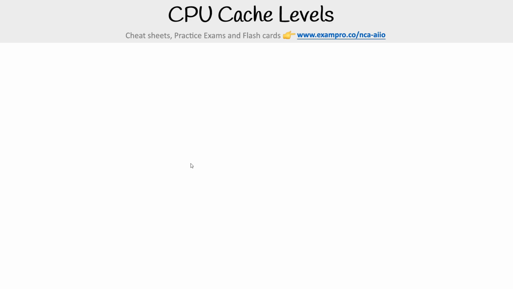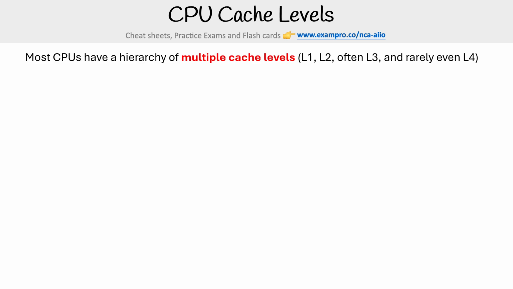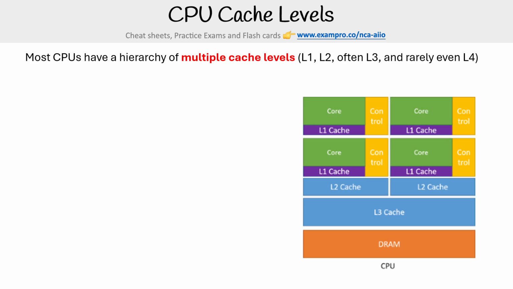All right, let's talk about CPU cache levels, because it's probably a good idea that we understand how caching works at the CPU level and also the GPU level. We'll cover GPUs later. But most CPUs have a hierarchy of multiple cache levels, and they'll name them L1, L2, L3, L4, and there are other types here, but generally those are our levels. On the right-hand side is a representation of a CPU, and you can see it has 4 cores, and each core has its own L1 cache, and then underneath that we have L2 cache, L3 cache, DRAM, which is a type of cache, and so that's the CPU.